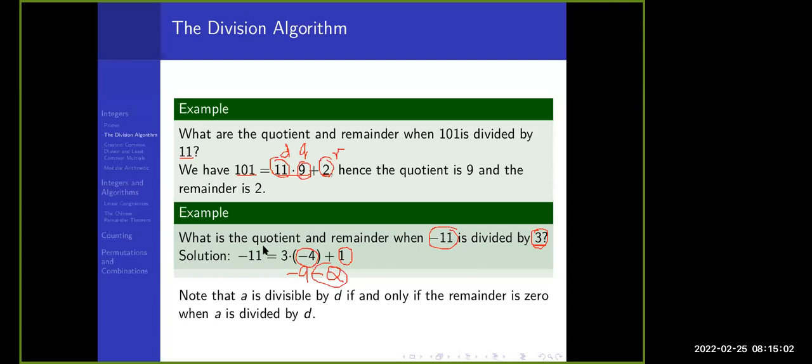So this can work even when our dividend is negative, but we always insist on a positive divisor. So the divisor is strictly positive. The quotient can be negative, that's allowed, but the remainder must be non-negative. Any questions on that?